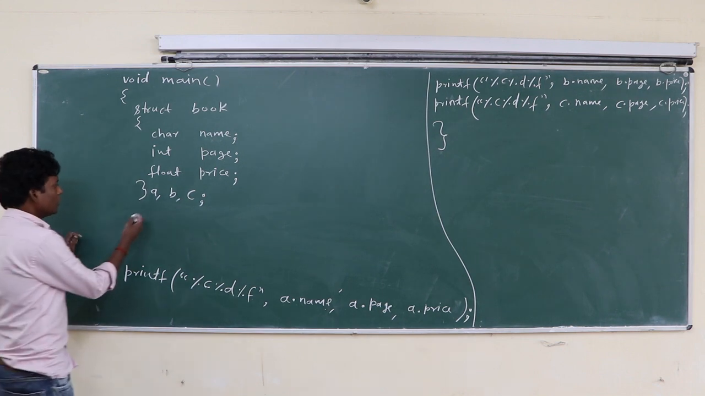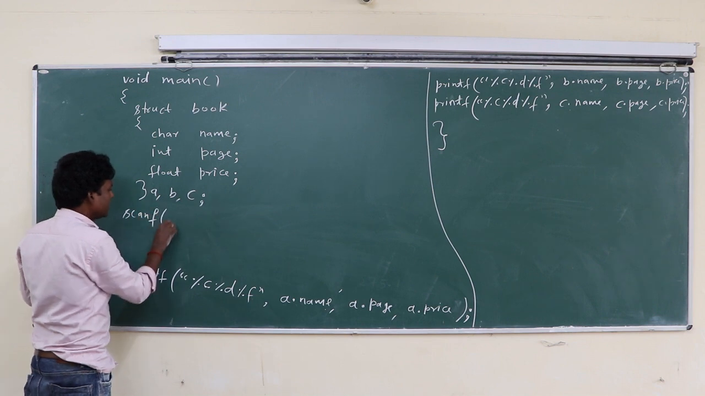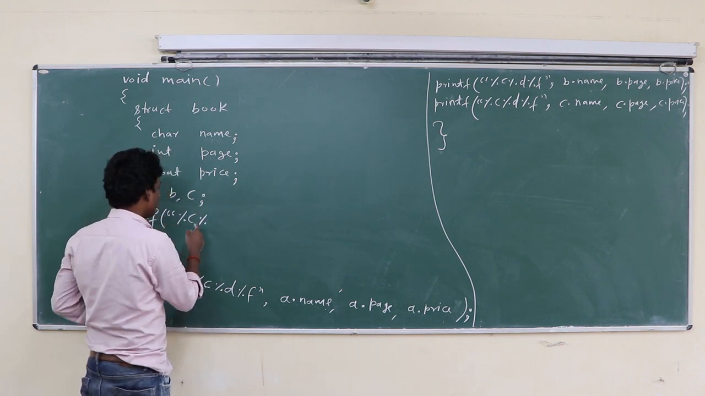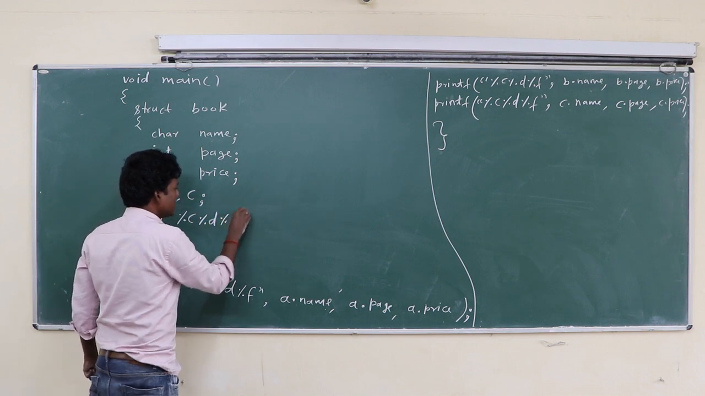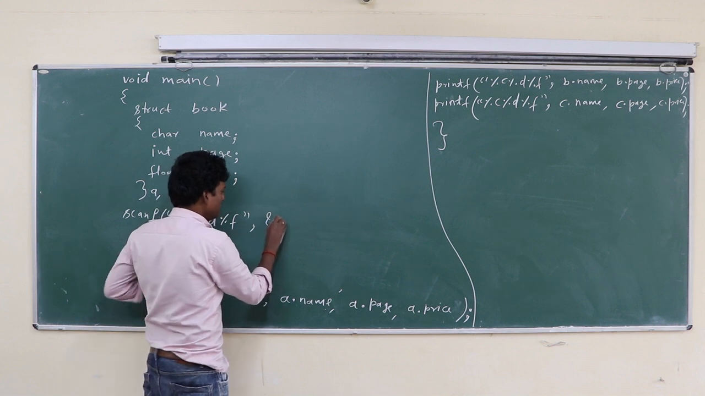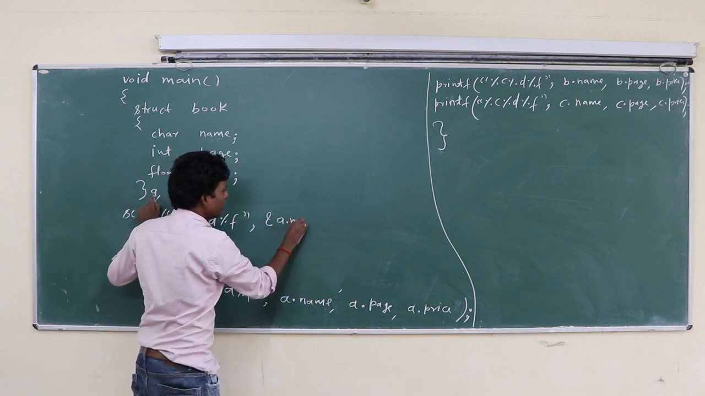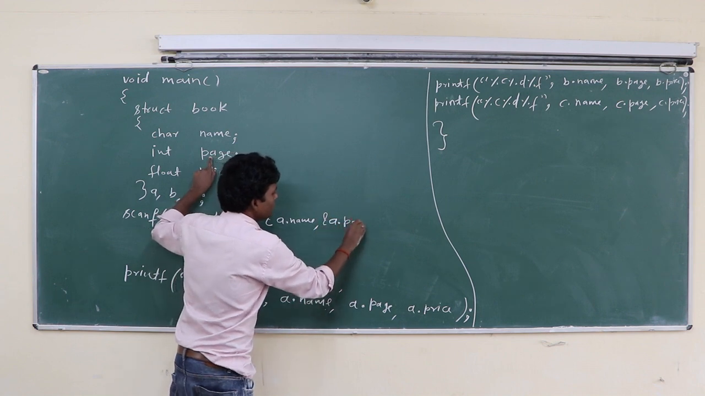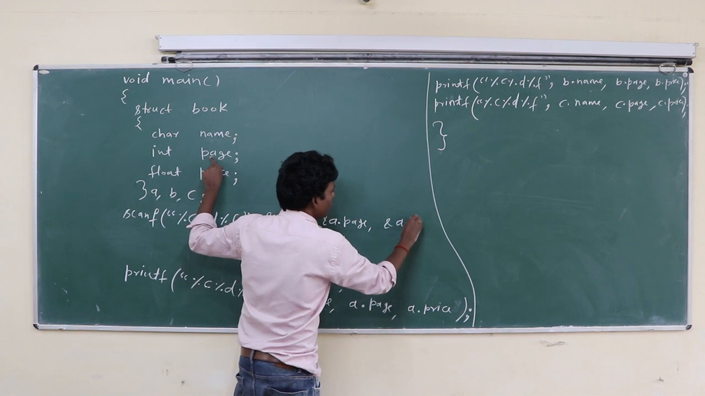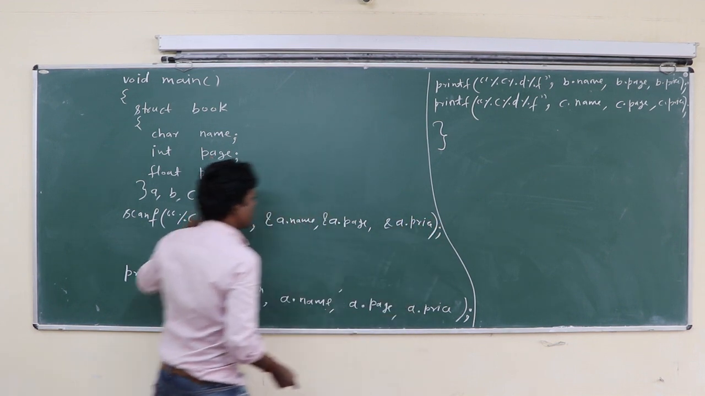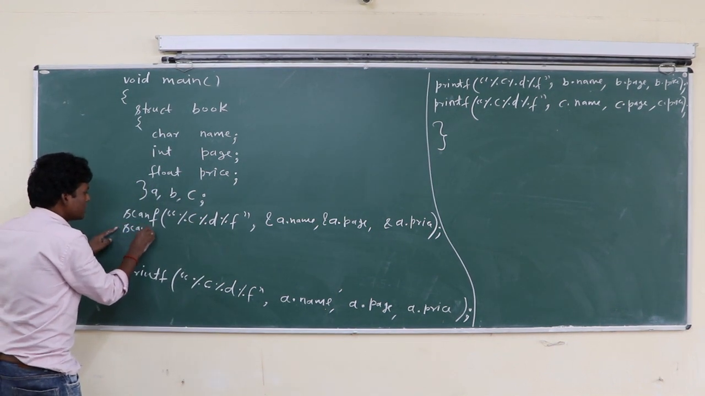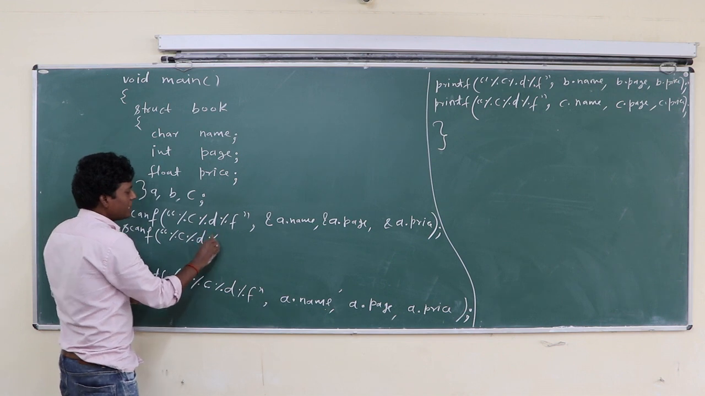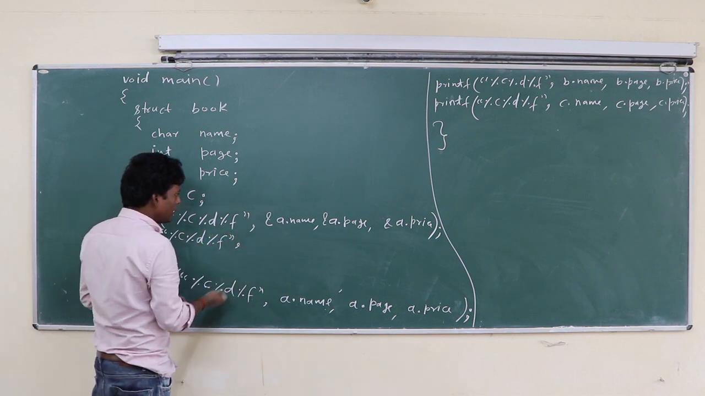Okay class, now through scanf we take the input, not by initialization; we input the values in the program by the scanf function. %c, %d, %f. Here ampersand A.name, ampersand A.page, ampersand A.price. Here this scanf is closed. Another scanf for B: %c for name, %d for page, %f for price to input the value in B.